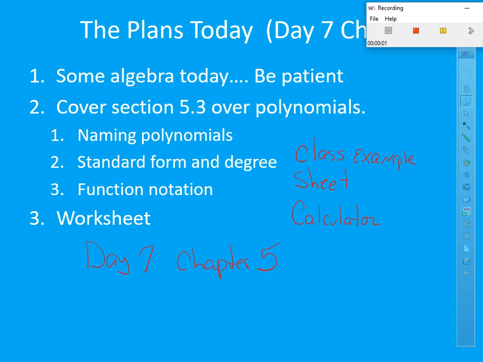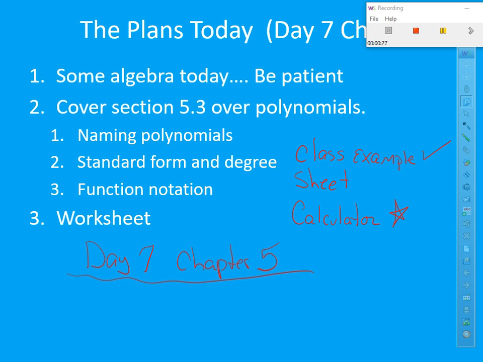What I need to do with you today is go over our Day 7 class examples for Chapter 5. What you'll need in front of you is that class example sheet. It does say Day 7 class examples in the right-hand corner. It's entitled Polynomial Functions. You will need a calculator, either yours or my graphing calculator. And like I said, it's Day 7, Chapter 5.